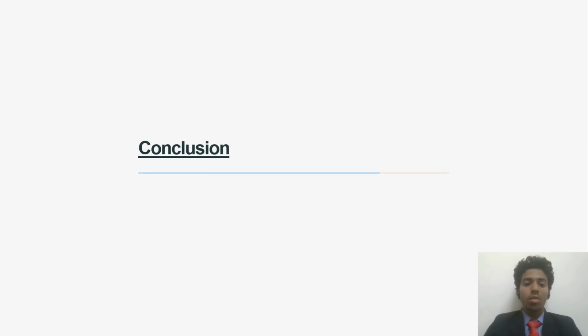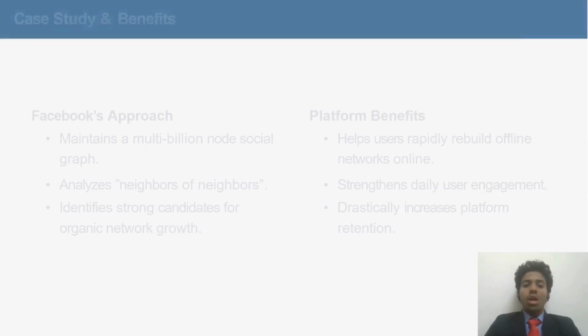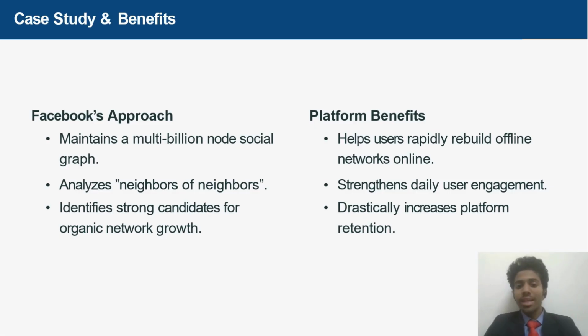Next, we'll be talking about the case study. Let us consider Facebook. Facebook maintains a social graph containing billions of nodes. It analyzes the neighbors of neighbors to find the strongest connection candidates. This approach benefits the platform in several ways. It helps users reconnect with known contacts. It also helps increase daily engagement, improving user attention and network growth. Thus, we could conclude that graph theory directly contributes to business growth.